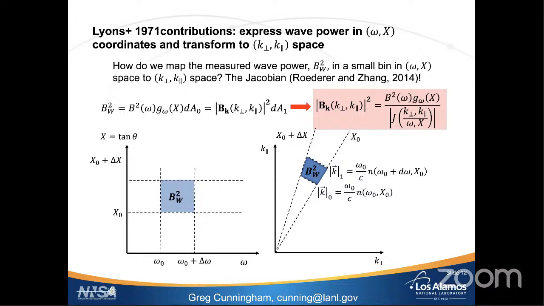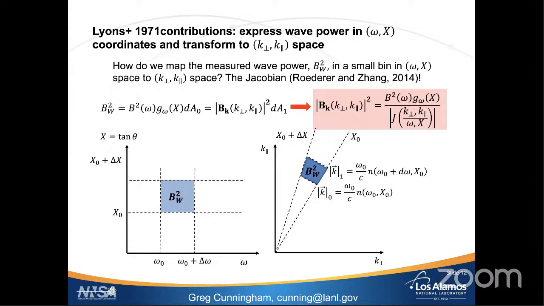We realize here, based on previous slides, that B_k squared as a function of k perp and k parallel is shorthand for specifying the distribution of power in the 3D Cartesian wave vector space. And we ask, how do I transform the distribution of wave power? The correct way to do this is to visualize, as I did on an earlier slide, an infinitesimal volume in k perp, k parallel space on the left here, where psi is suppressed. The amount of wave power in that volume is B_w squared.